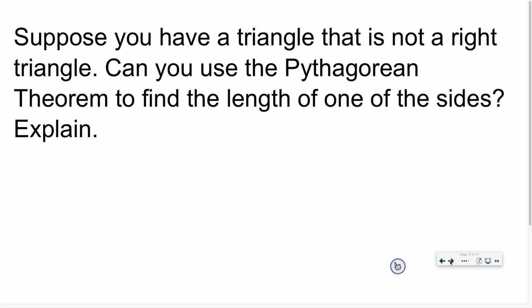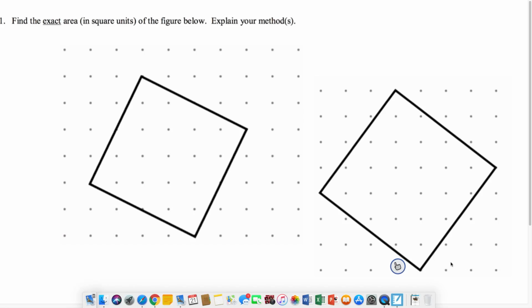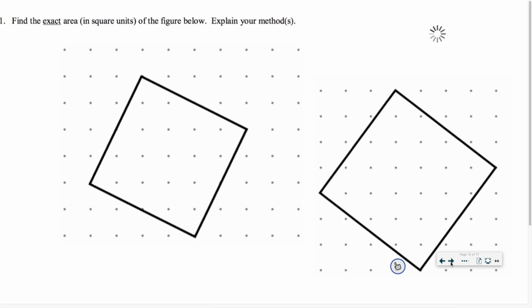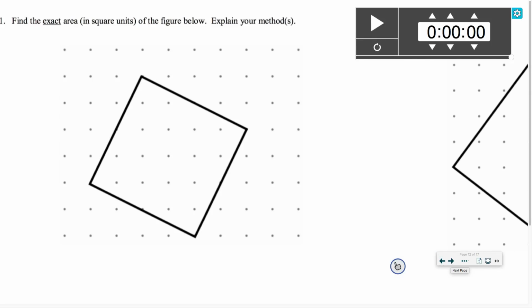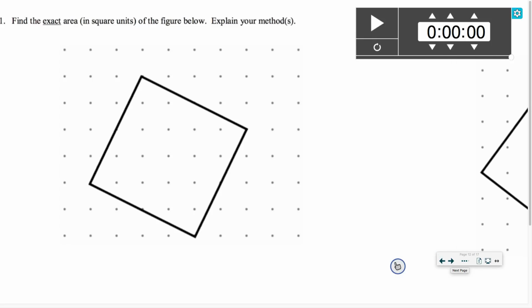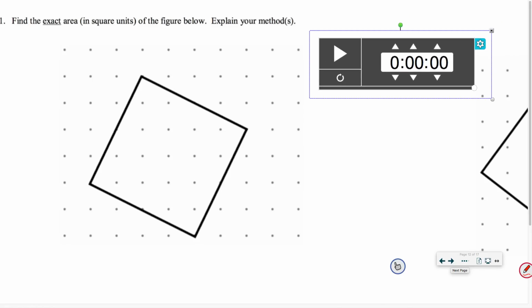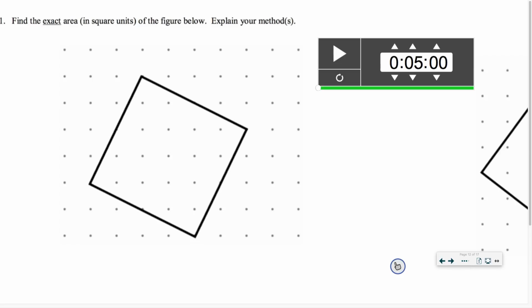Something like this might happen. How would you find the area of this shape? I want you to take 5 minutes, and I want you to find the area of that shape. Now, it's almost like a coordinate plane, right? Each one of these would be like a unit. So I want you to figure out how you would find the area of that shape.